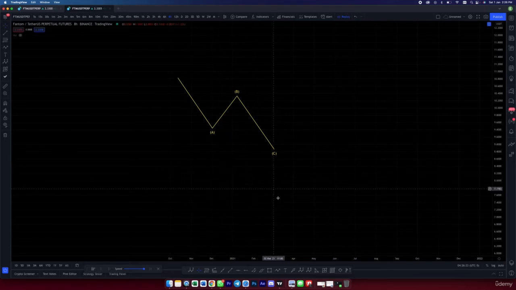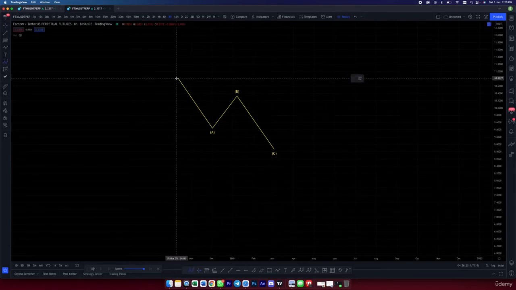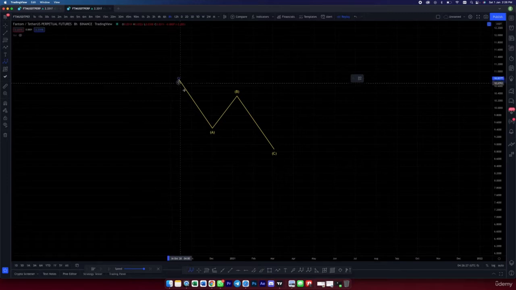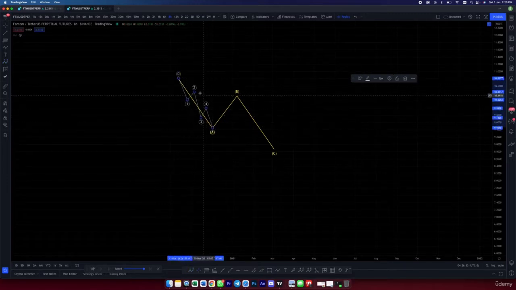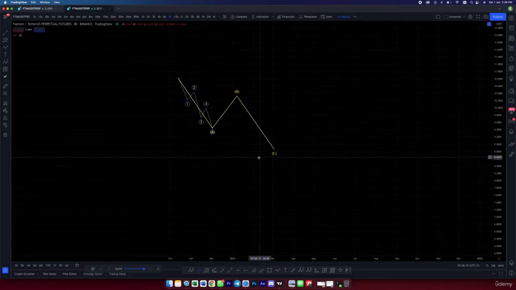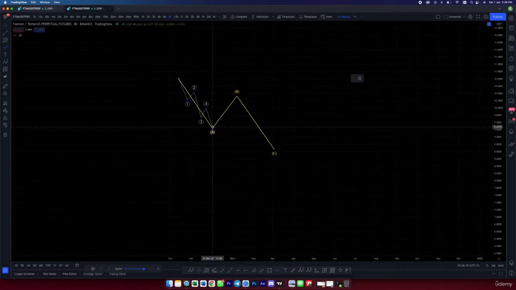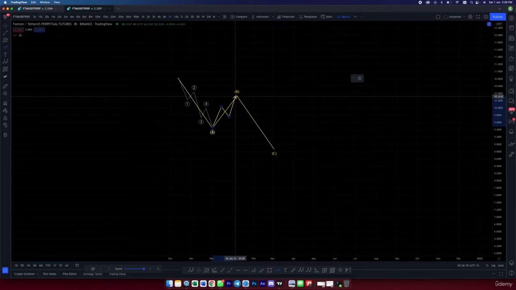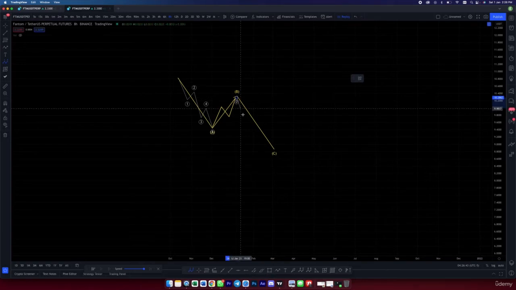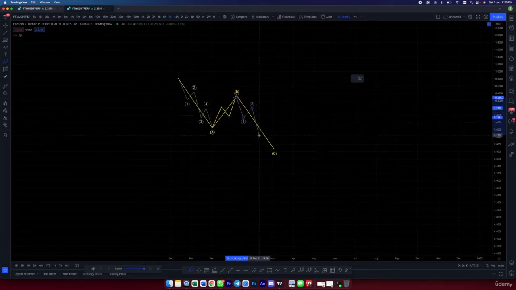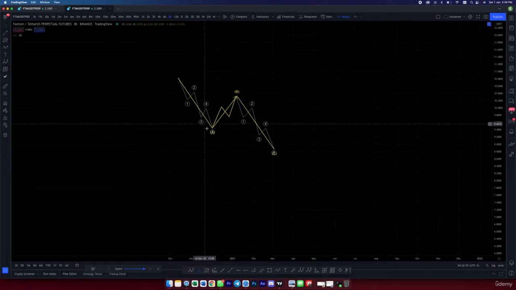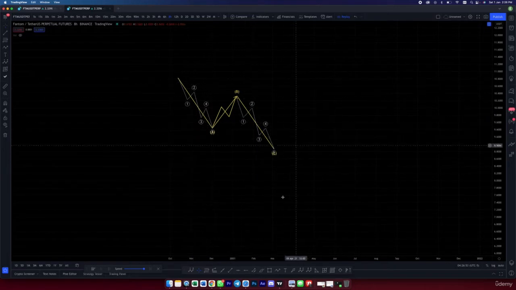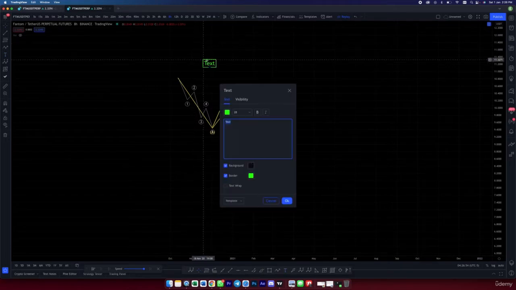Now how many waves are in there? Just keep in mind that when we talk about the simple ABC zigzag, A contains 5 waves, but the 5 waves will come to the downside. So 1 2 3 4 and 5. B will contain 3, that is ABC, and C will contain 5 waves. So basically this is a 5 3 5 structure. When we talk about the simple ABC zigzag, you should be able to spot 5 waves in A, 3 in B and 5 in C. We call this the simple ABC zigzag.